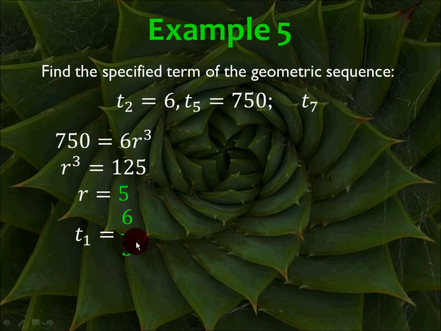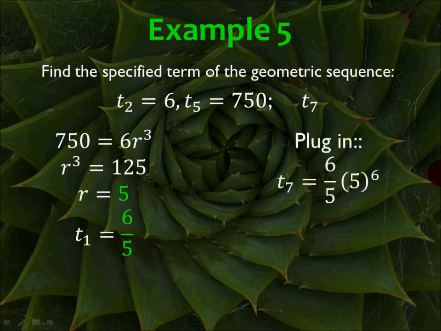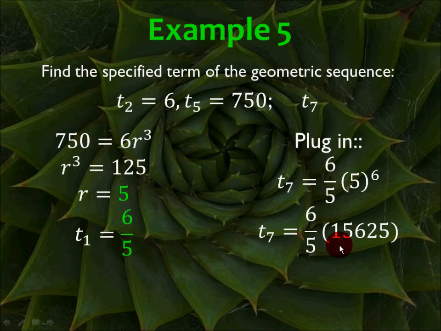Now that we have an r, we have T1, we can now find the formula for the nth term and therefore find the 7th term. So the 7th term is 6/5, the first term, times the ratio to the 7 minus 1 power, 5 to the 6th. So you get 6 over 5 times 15,625, or 18,750. So when you're not given the first term or the ratio, but you're given two terms in the sequence, write down two equations, solve for the ratio, figure out the first term, plug them into the formula for the nth term of a geometric sequence, and solve for the nth term, in this case the 7th term.